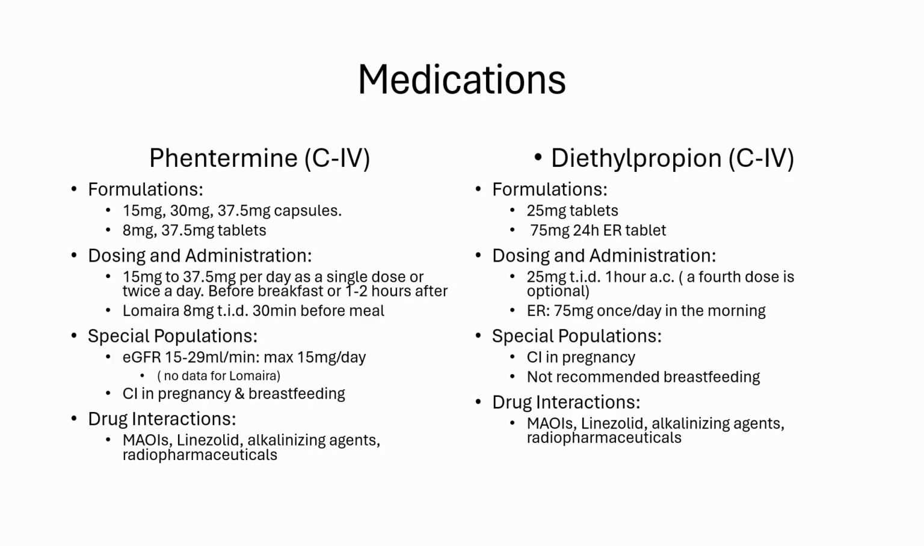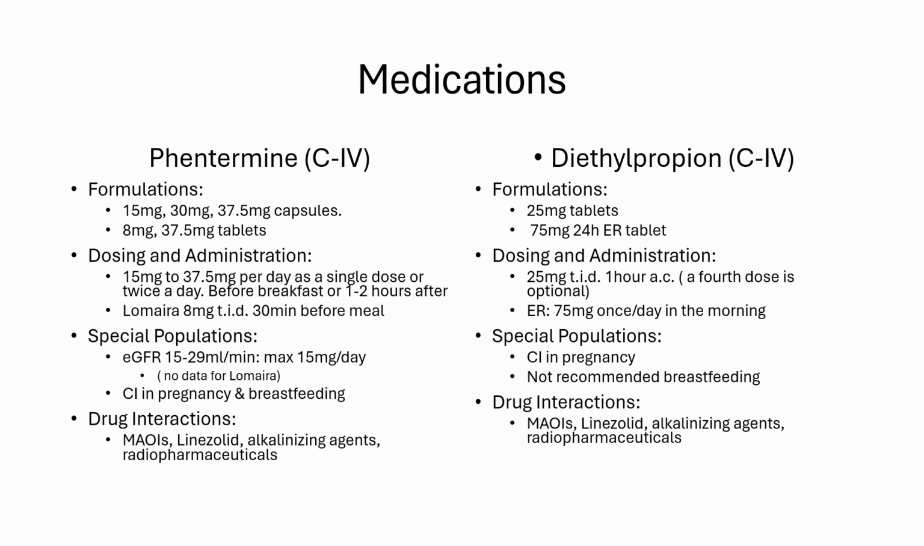For example, if a patient is an evening binge eater, then this patient may only need to take a late afternoon 8 milligram tablet to suppress his appetite, decreasing his total daily dose to just 8 milligrams. The Lomaira tablet is also scored, allowing patients to split the tablet when a full dose is not needed. Phentermine has adjusted renal dosing in patients with an estimated glomerular filtration rate between 15 to 29, and all of these medications are not recommended in pregnancy or breastfeeding.